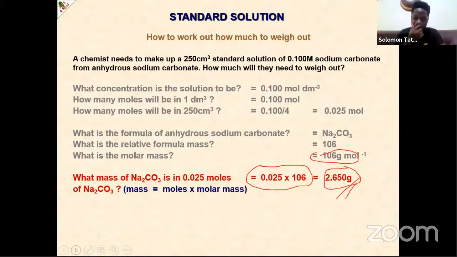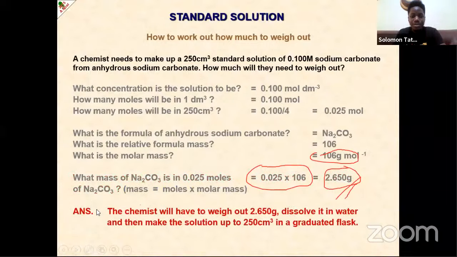Those first principles should be just at the back of your mind. But here, UNEP requires them, so you guys are unlucky. But they're also good to know anyway. So the chemist will have to weigh.